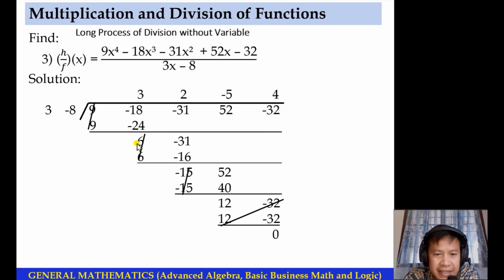Then after that, 6 divided by 3 is equal to 2. Then 2 times 3 is equal to 6 already. Then 2 times negative 8 is equal to negative 16. Then subtract. Change the sign of the subtrahend and proceed with addition. So from negative 16, that becomes positive already. Positive 16. Since you are having different signs of two numbers being combined, you are going to subtract. Therefore, 31 minus 16 is equal to 15.